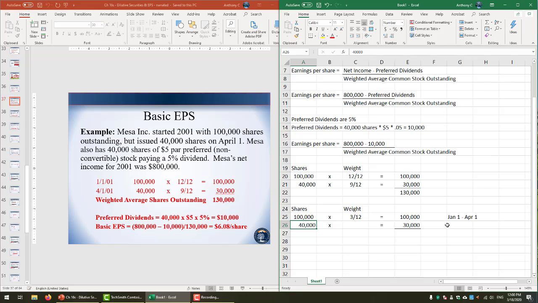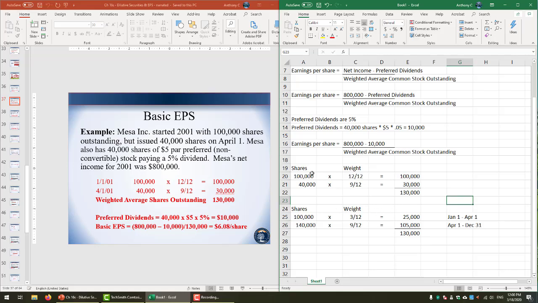From April 1st through December 31st, it has 140,000 shares because it issued 40,000 more shares on April 1st. So it has 140,000 shares for 9 out of 12 months of the year. So in this case, if we multiply through by the weights and then add them together, we're going to get the same answer.